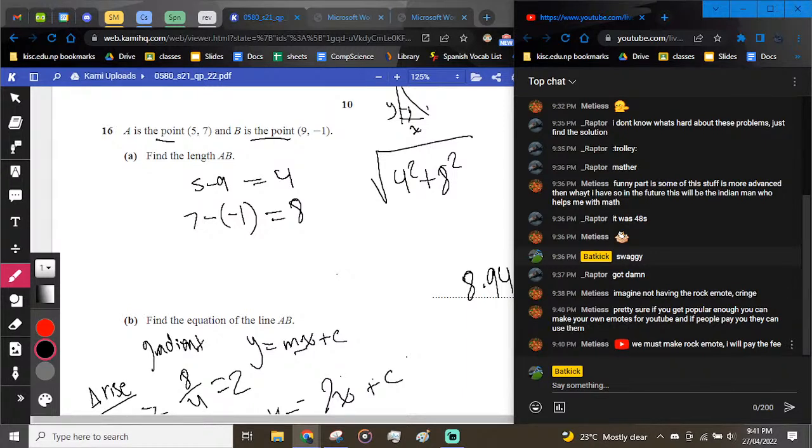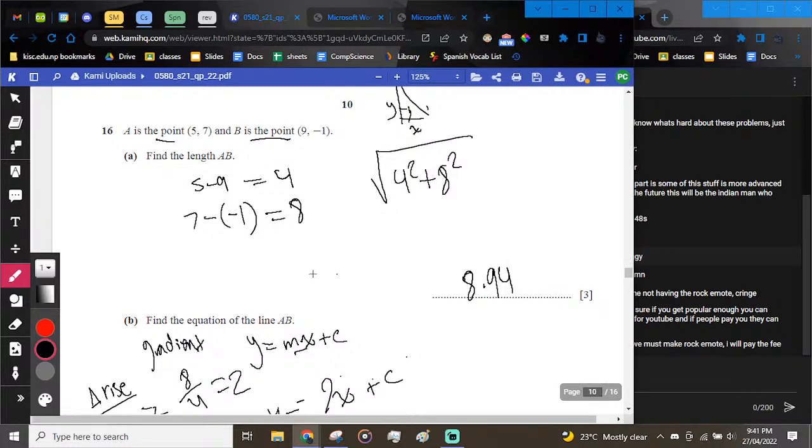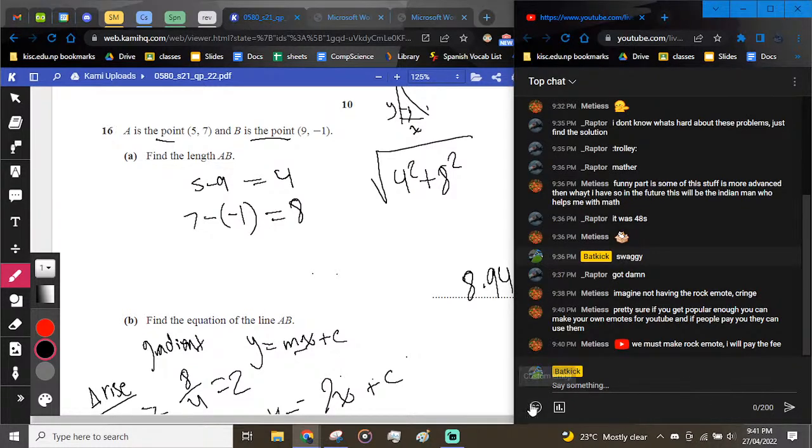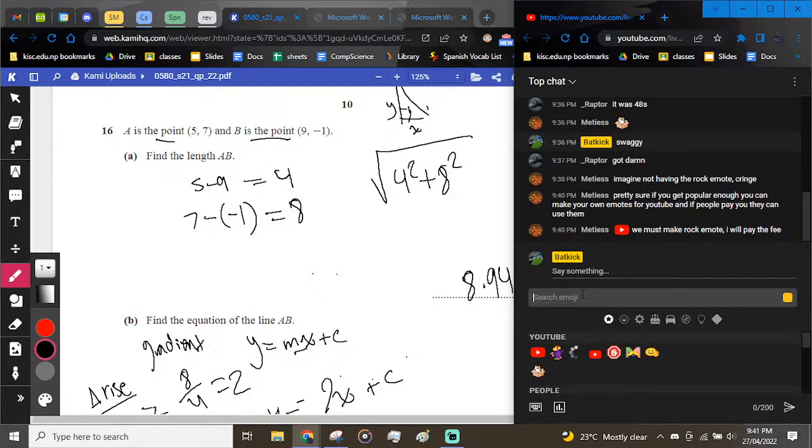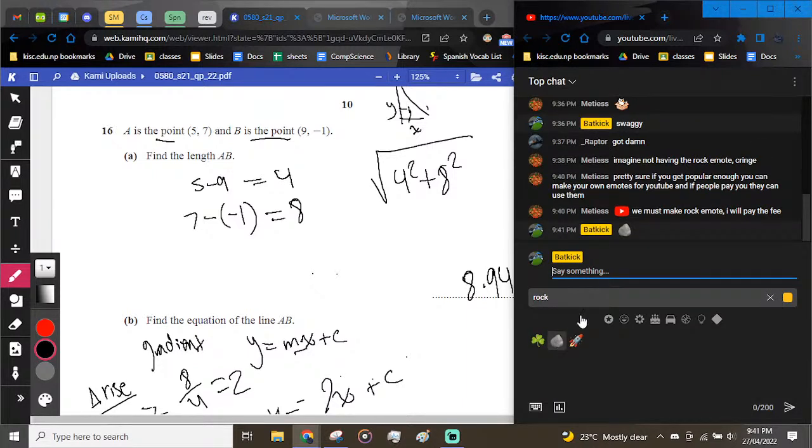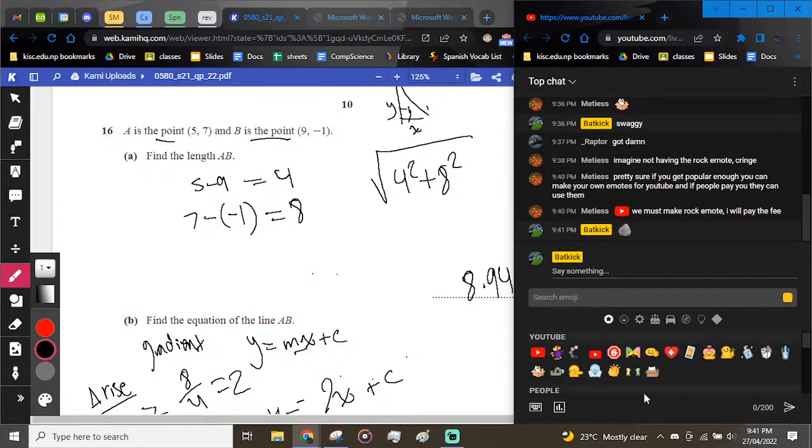We must make rock emote. I'll pay the fee. Rock. The rock. Oh, actually, I think there is one. I'll watch this. Search emoji. Rock. Got him. Easy. GG.